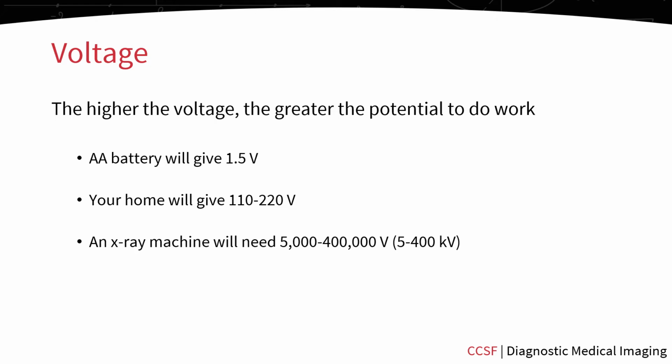As you increase the voltage, you increase the potential to do work. What's really amazing is most of the outlets in your house that you plug your computer in, your phone charger, your blow dryer, your coffee maker, those are all typically about 110 to 220 volts. However, when we make an X-ray exposure, we're using volts up in the thousands, anywhere from 5 to 400,000 volts. And that's where the term kVp comes from. It's kilovolts.